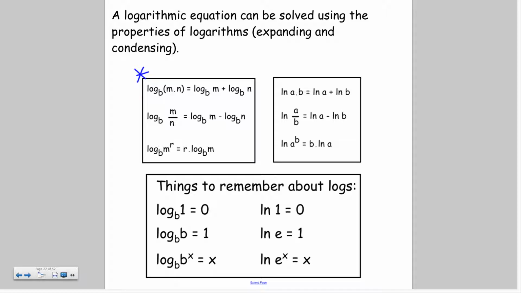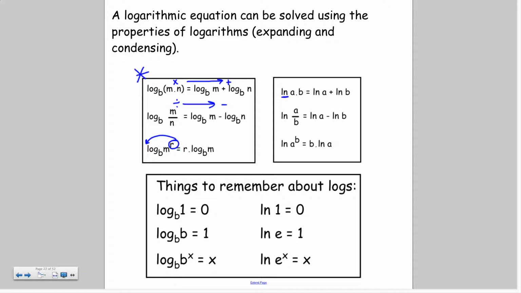So when you're multiplying, you add. Whenever you divide, you subtract. And whenever you have a power, then it goes out front. Okay? So that's something that you needed to remember. It's the same thing with the LN, which is a natural log. The only difference is you don't put log base E, you just put LN, sorry.